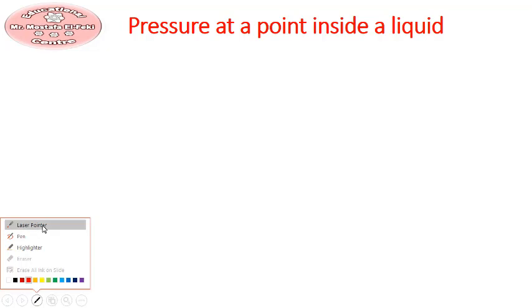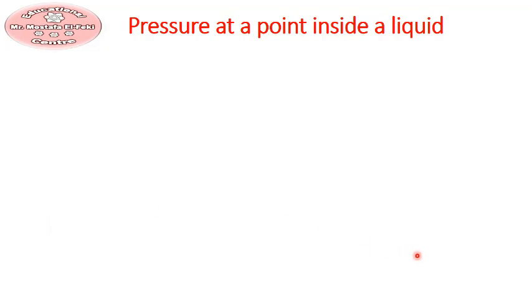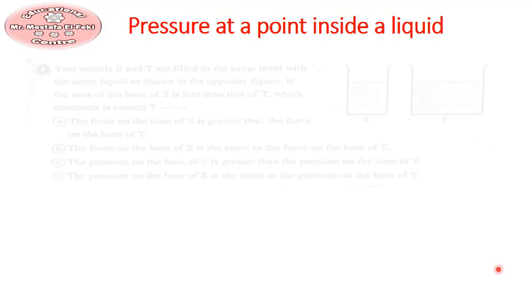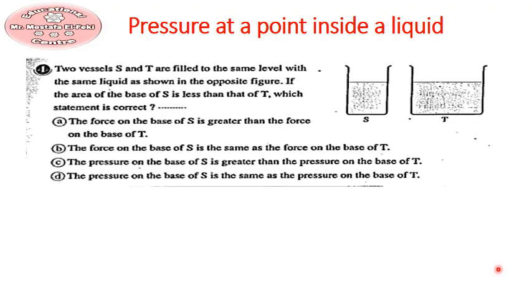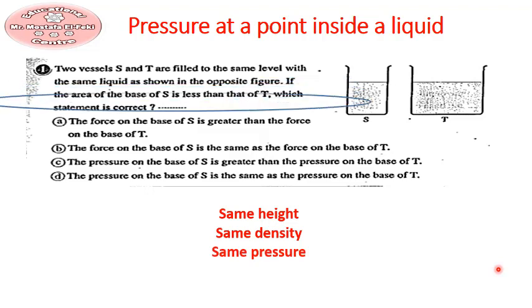Today we are going to solve problems about the pressure at a point inside a liquid. At the first, we have two vessels S and T filled to the same level with the same liquid as shown in the figure. Show which statement is correct. Since they are filled to the same height and they contain the same liquid of the same density, the pressure is the same.